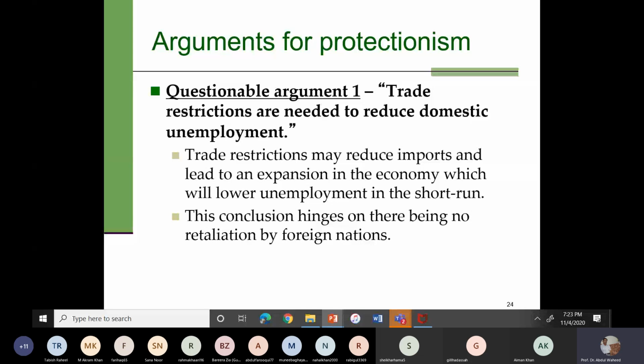If there is no retaliation by the trading partner, then this will work, and unemployment will decrease. But history shows that there is no such case, no? There being no retaliation by foreign nations. So surely there will be a retaliation. That's why this argument is questionable.